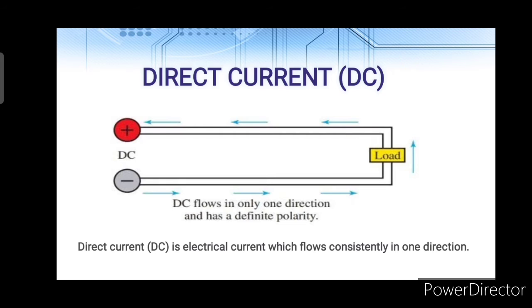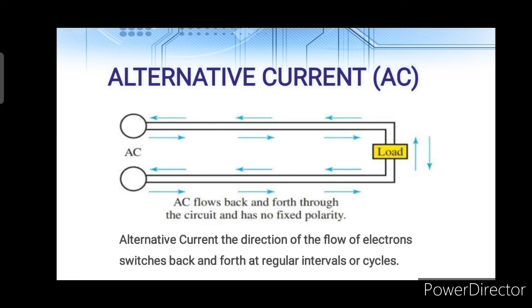While alternative current, known as AC, the direction of the flow of electrons switches back and forth at regular intervals or cycles.